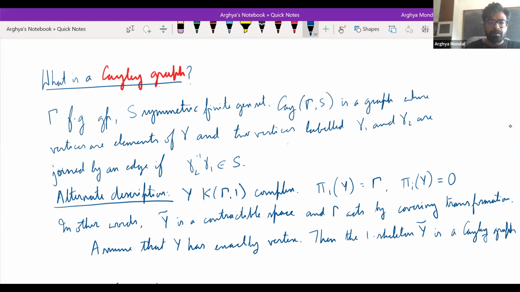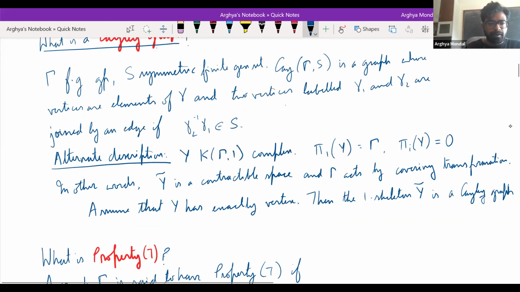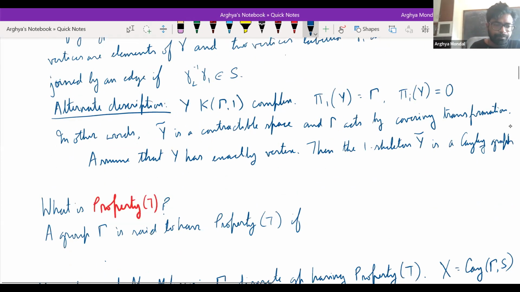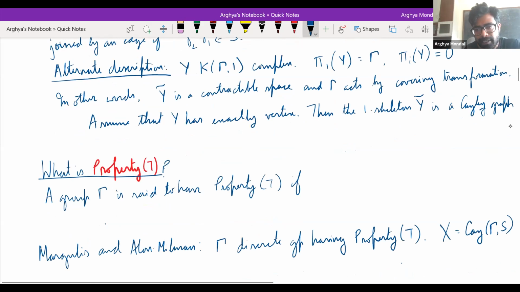Right. Okay. Now let me tell you what is property T. A group gamma is said to have property T if the first cohomology of the group with coefficients in any unitary representation vanishes.